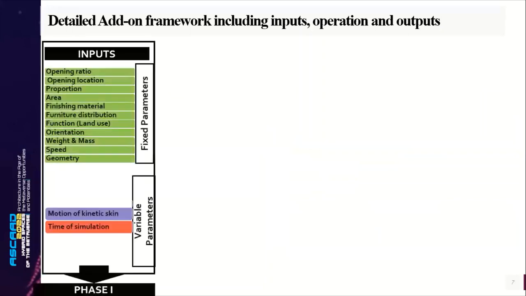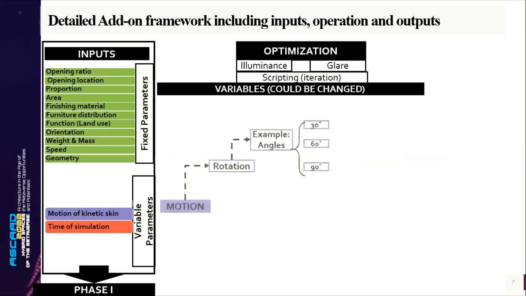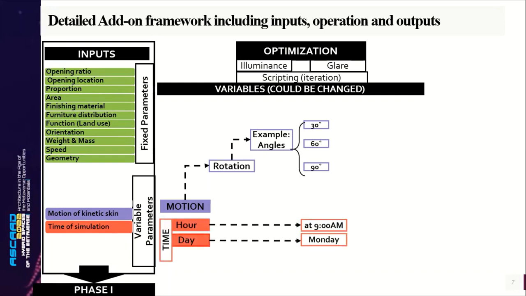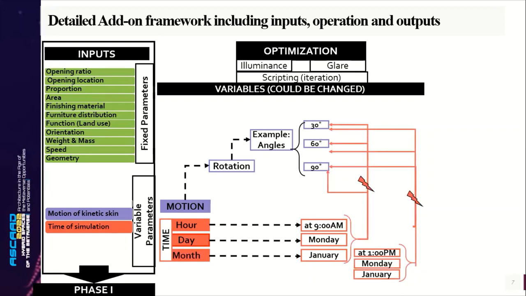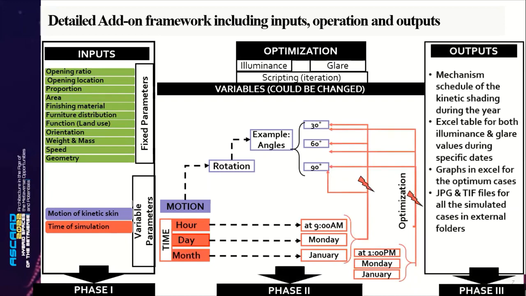Here is a detailed add-on framework including input, operation, and output. In the input, we have fixed parameter and variable parameter. For example, in the optimization, we could specify one of the variable parameter. Let's say the motion of the kinetic facade. Let's say we have selected the rotation, and you have specified some angles, 13, 16, and 19. Then we should specify the time, the hour, the day, and the month. Then the optimization and the process will work to give us the phase number 3, which are the outputs.